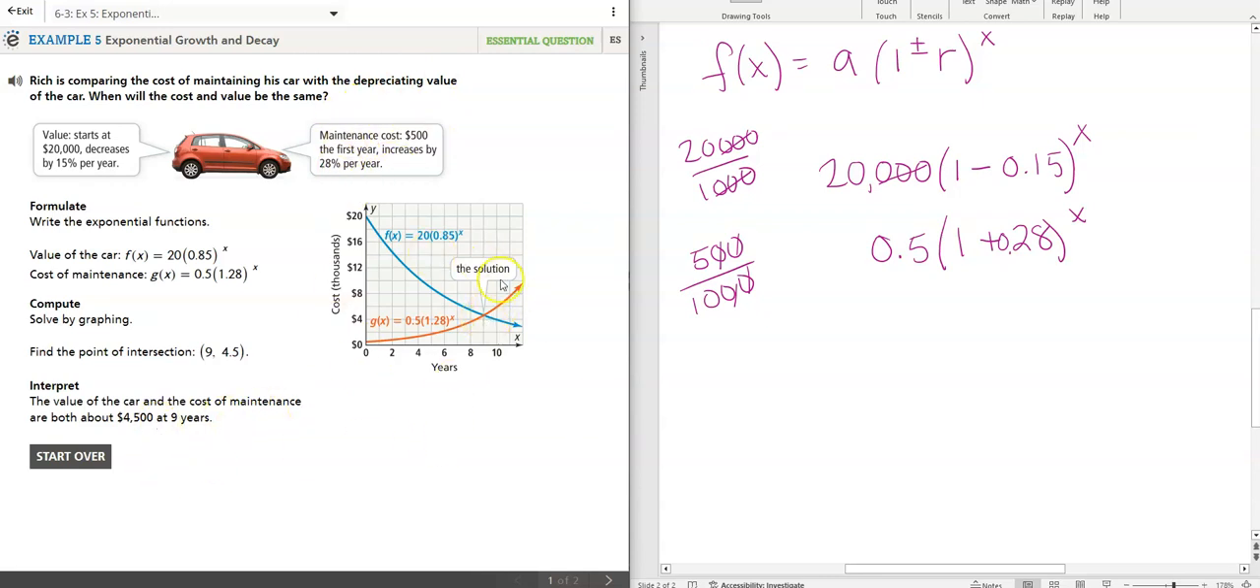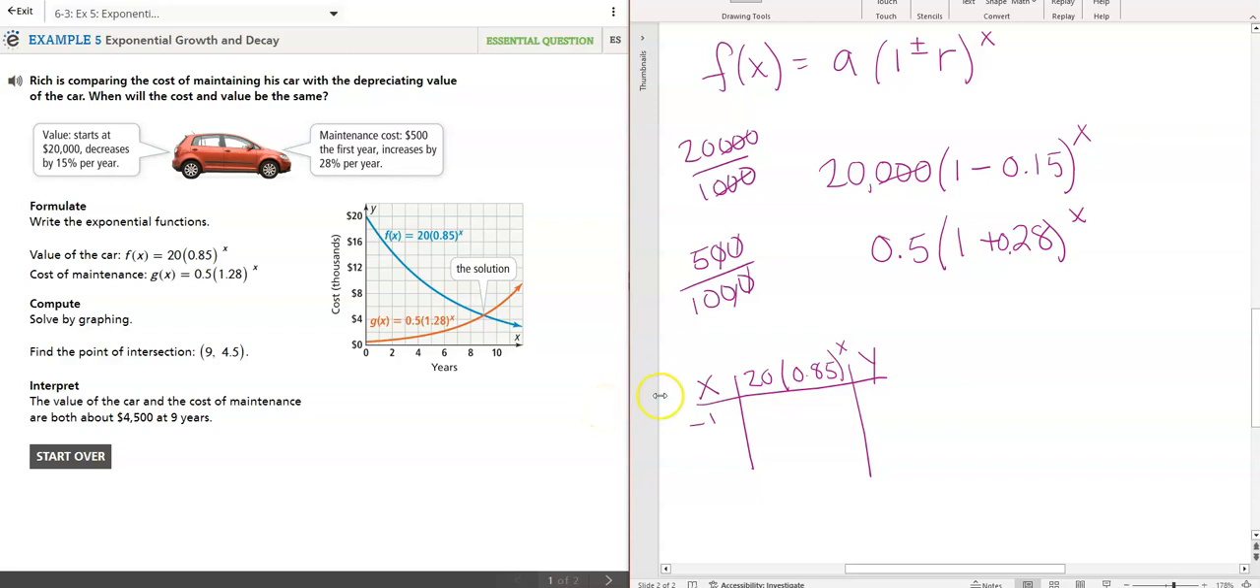Now, to remind you, how am I graphing these lines? I'm going to be graphing them by making tables. So I would have a table here with X and Y values, and we'll use the value of the car first. So this would be the 20 and the 0.85X, and then I'm picking those numbers.